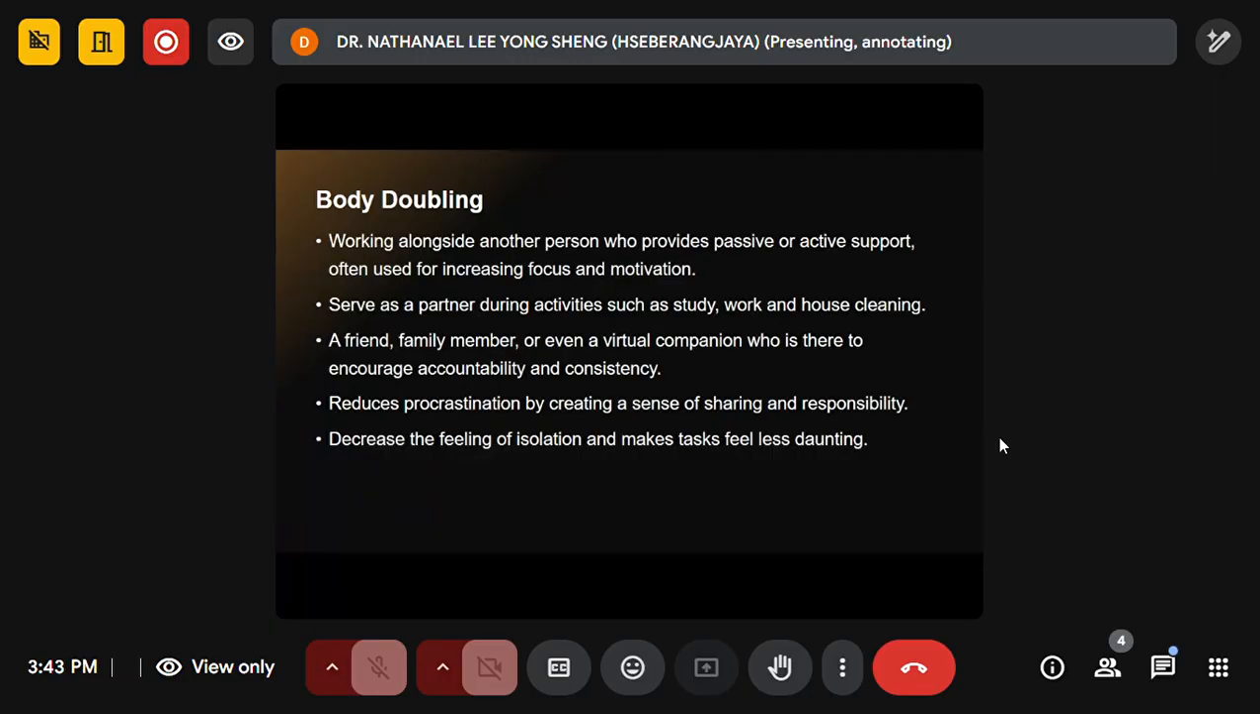Okay, it's not a very rigid concept. It's just that you pair with somebody, so that you will have the motivation to complete your task. So for people with ADHD, it is worth trying.